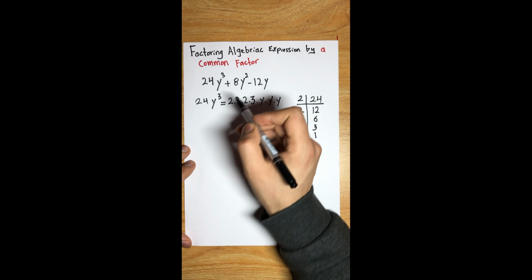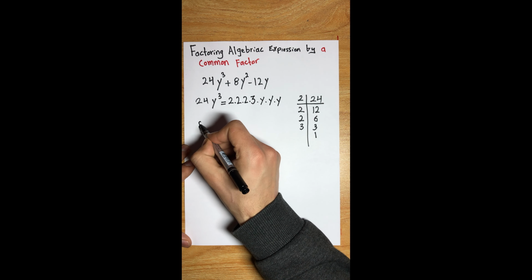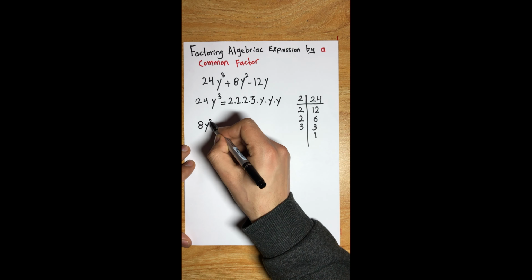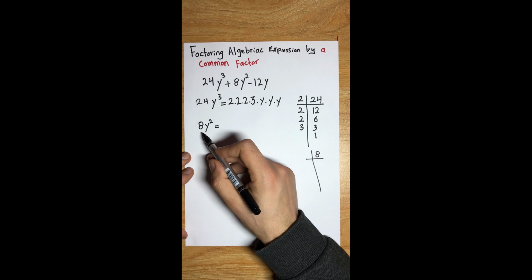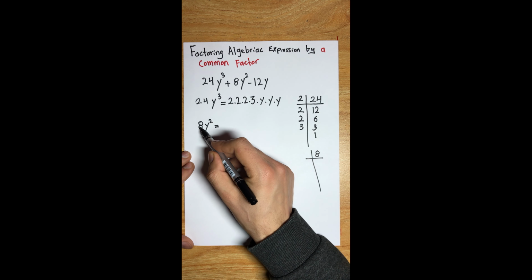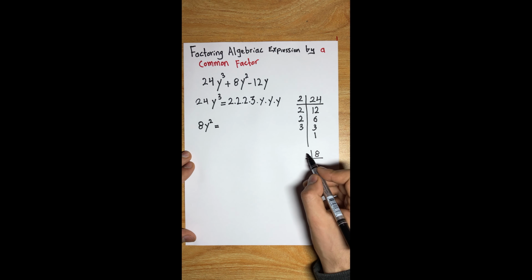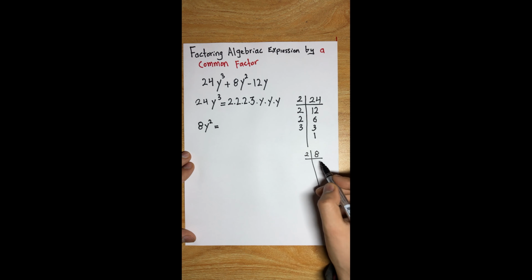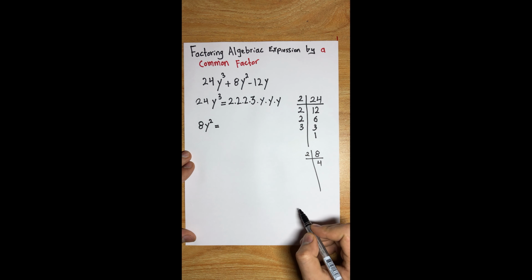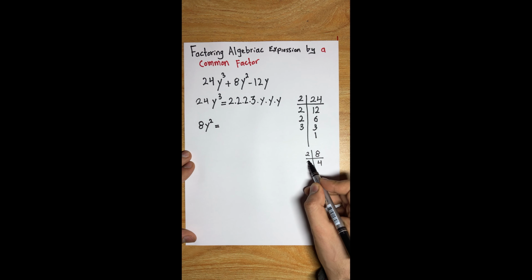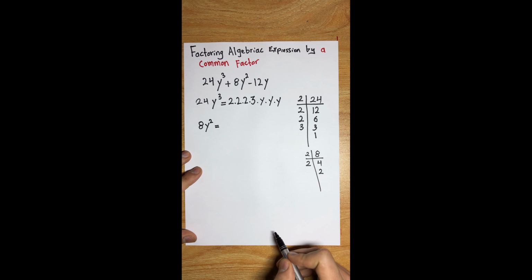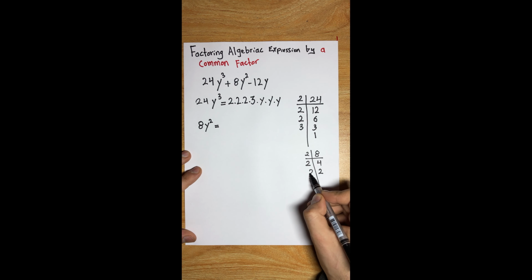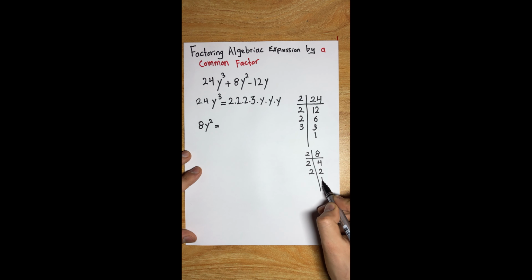Now let's do the second term. We have 8y squared. Now let's factorize the 8. So we have 8, it is divisible by 2, and the answer is 4. Now 4 is also divisible by 2, and the answer is 2. And finally 2 is divisible by 2, and the answer is 1.